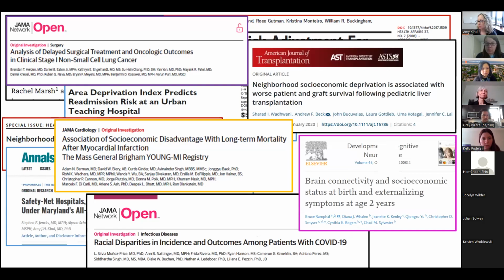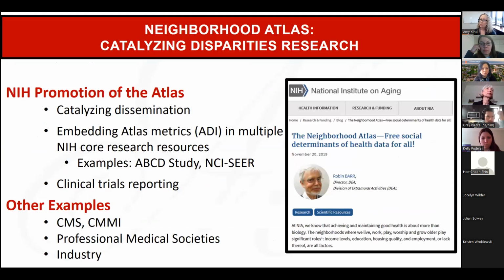You can see some of the range of topics that are covered here, everything from cardiac outcomes to liver transplant to pediatric outcomes, brain connectivity, the list goes on and on and on. But certainly I have to say, I could have never done this. Our team would have never been able to do all this. So it's great to see others take these metrics to the next level. The NIH has been promoting this very, very strongly, particularly the National Institutes on Aging, which is the main funder now of the Neighborhood Atlas.